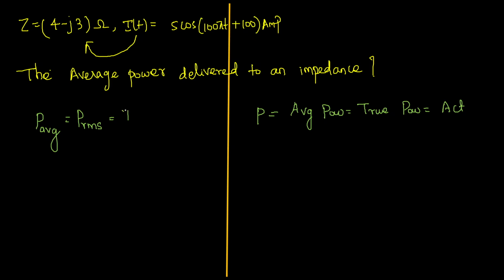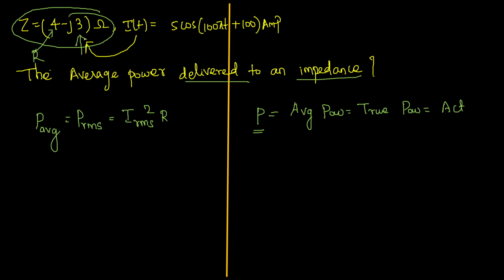So this formula should be equal to either I RMS square into R. See, I am writing it as P, real power. If you observe the circuit, why am I writing I RMS square into R? The question is: the average power delivered to an impedance is dash. There is only one impedance given, and in that impedance there are two parts: one is called the real part and the other is called the imaginary part. Now tell me whether this average power will be consumed by this 4 ohm resistor, this minus 3 ohm reactance, or the total impedance. Which part of the impedance will consume this average power?